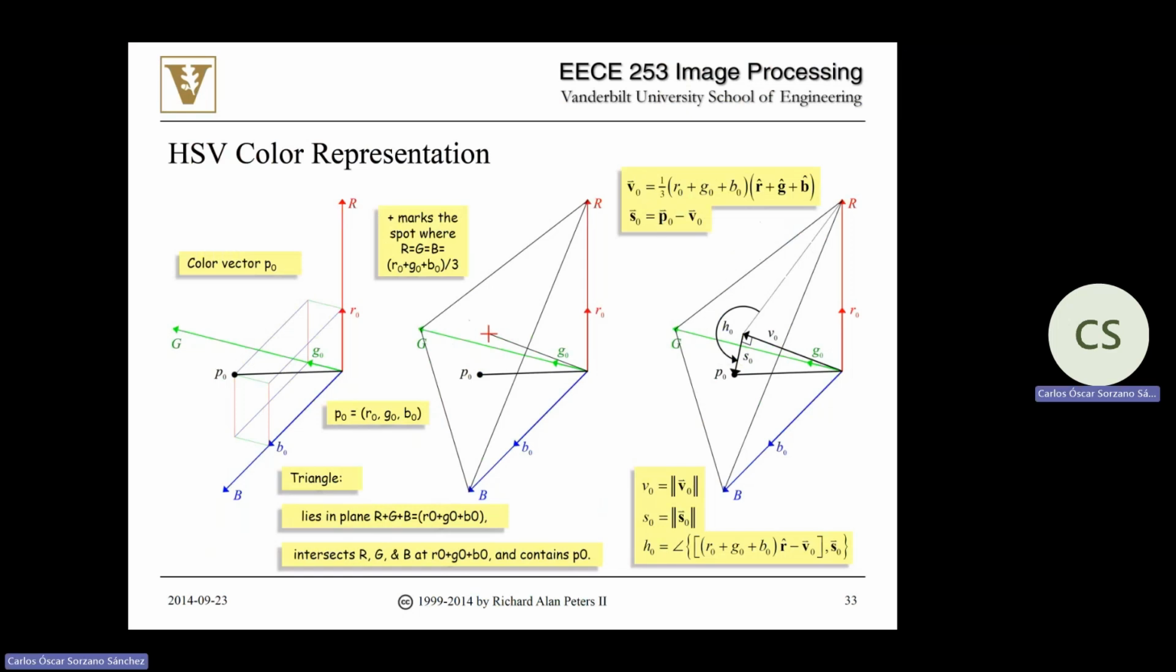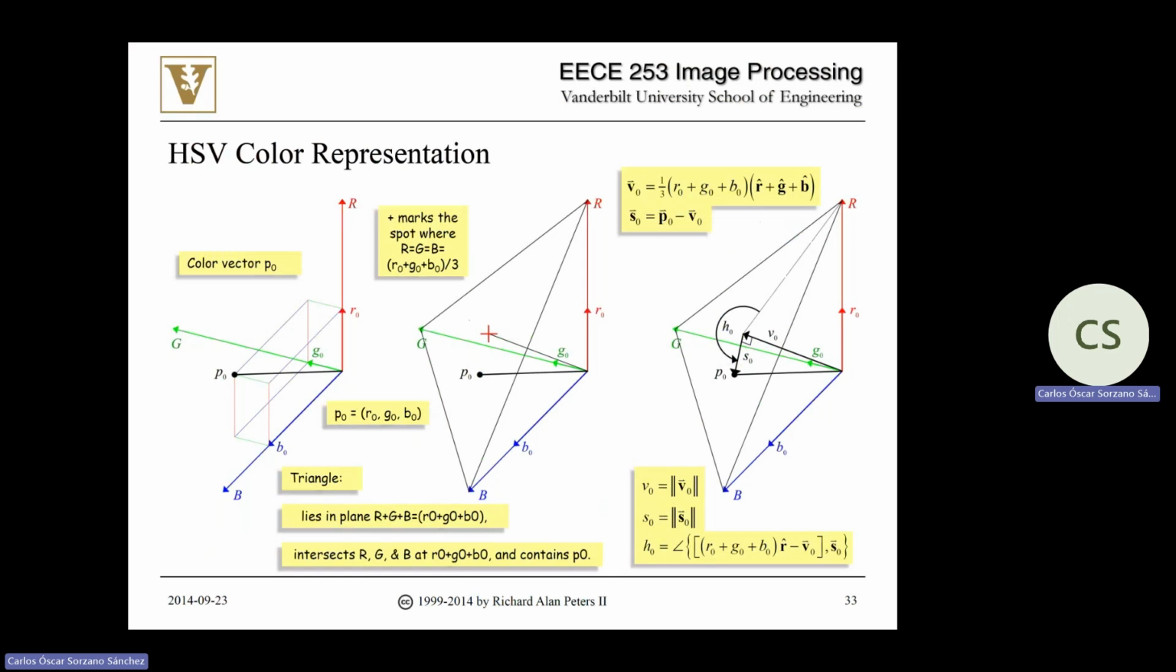The hue in Spanish is tonalidad. So it doesn't say too much. We don't know exactly what tonalidad is. But here we have a precise definition of what it is. That is the angle between the maximally red vector, so the vector that goes from the gray to the maximally red, and then your color.